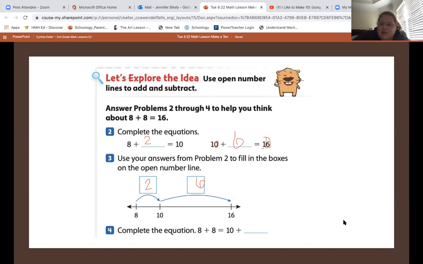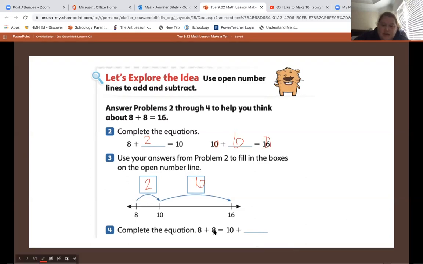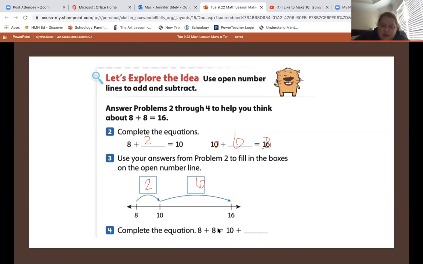Okay. Now, complete this equation. 8 plus 8 equals 10 plus what? So I have to figure out what 8 plus 8 is. Figure out 10 plus what will give me that same number. Because we want this to equal whatever this would be. So we know that because we have the equal sign right there.